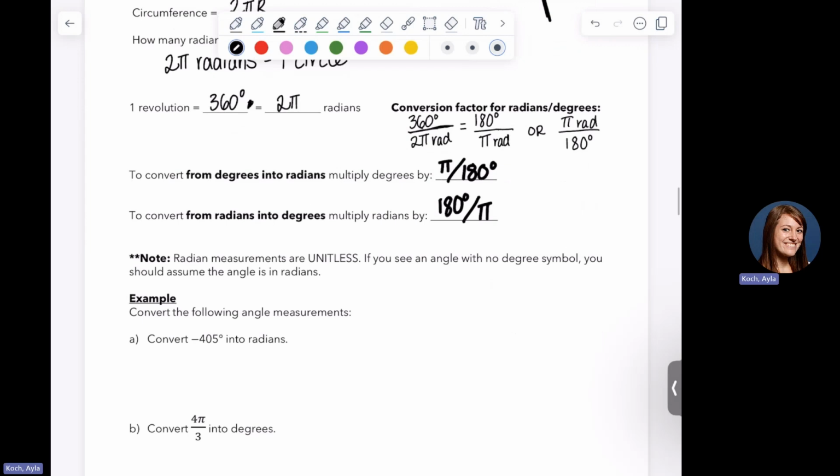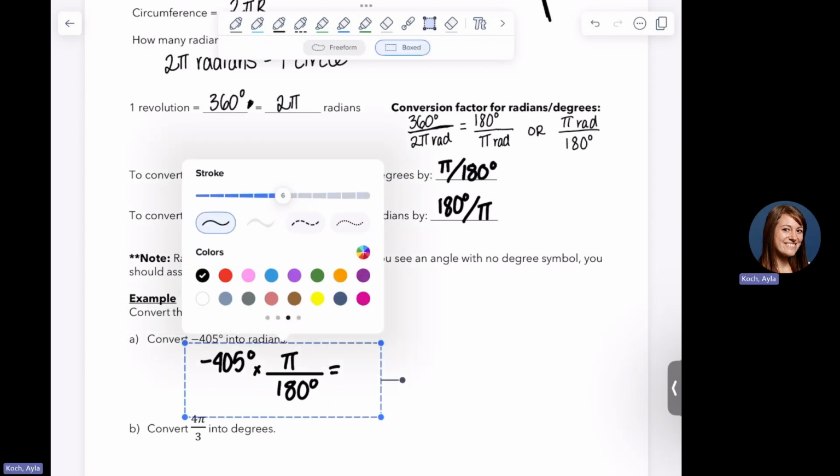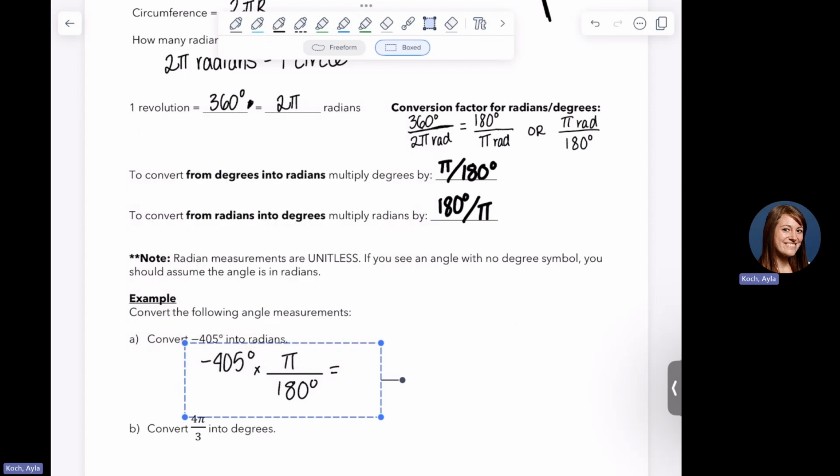So if we wanted to convert negative 405 degrees into radians, we would take negative 405 degrees. Again, we want the degrees to cancel out, so that means the 180 should be on the bottom, times pi. All right. So then doing 405 divided by 180, that comes out to 2.25. I'm going to leave it as a fraction. So that comes out to 9/4 pi.